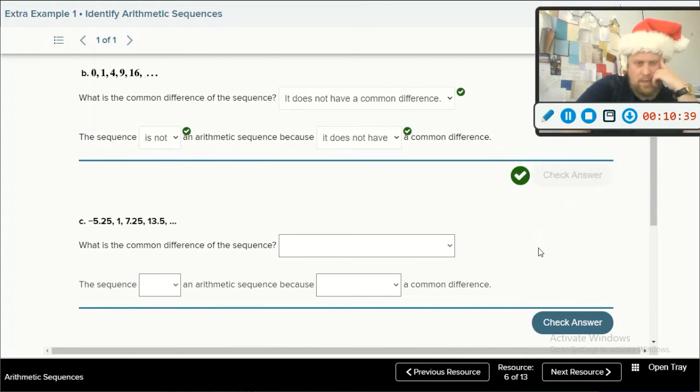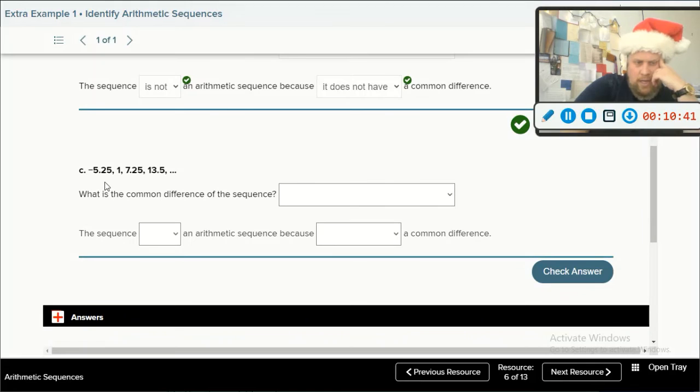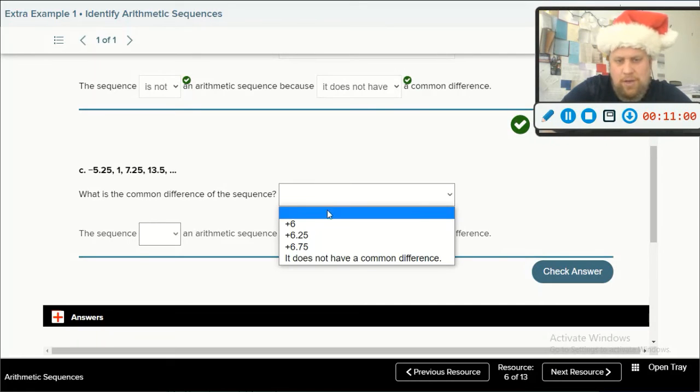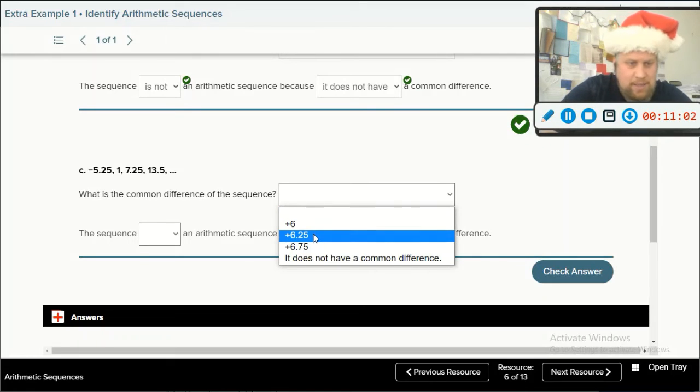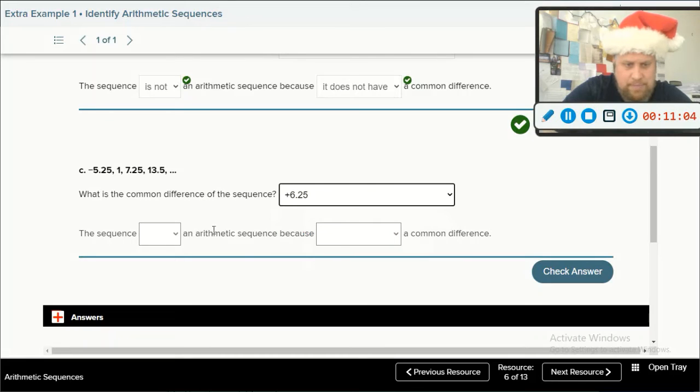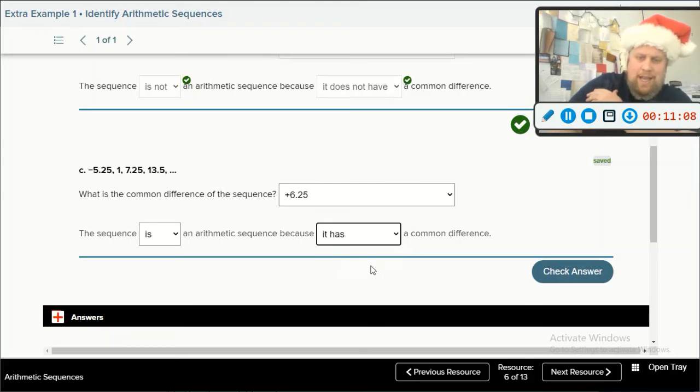Let's look at this one. Negative 5.25, 1, so that changed by 6.25, or that added 6.25. Oh, and look at that. 1 plus 6.25 is 7.25. 7.25 plus 6.25 is 13.5. So this is growing by 6.25 each time. The sequence is an arithmetic sequence because it has a common difference.